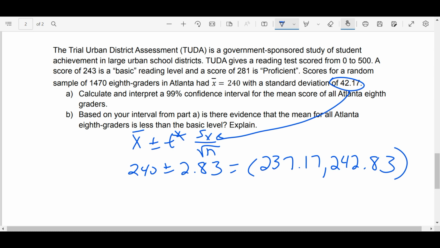Based on your interval for part A, is there evidence that the mean for all Atlanta 8th graders is less than the basic level? So, what's the basic level? It says in the problem, it's 243. And your whole interval is below 243. So we can say that there is convincing evidence that all Atlanta 8th graders read below the basic level. Or not, let me rephrase it. Not all Atlanta 8th graders do. The mean for all Atlanta 8th graders. I should clarify that.